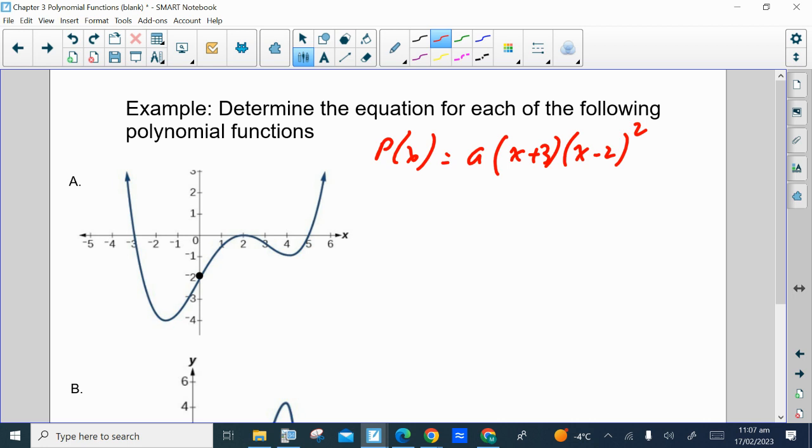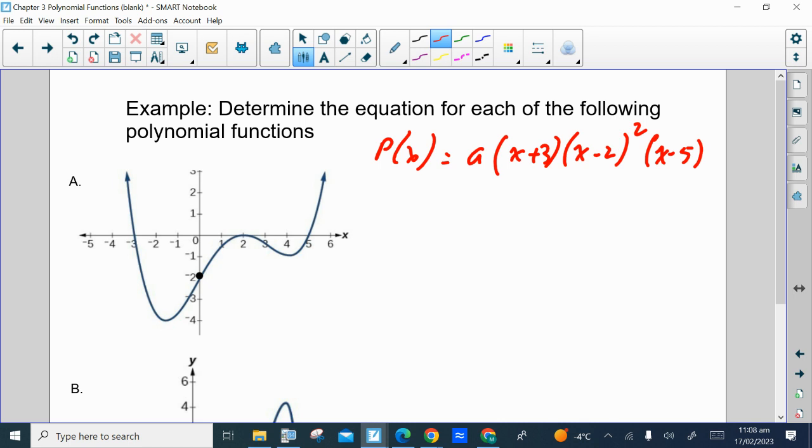Positive 2 is an x-intercept, which means x minus 2 is a factor. And again, we're always assuming the least possible degree. So that would have a multiplicity of 2 because the graph bounces off the x-axis. Technically, it could be a multiplicity of 4 or 6 or 8 or any even number. But we're going with the least possible degree. And finally, positive 5 is an x-intercept, which means x minus 5 would be a factor with a multiplicity of 1.